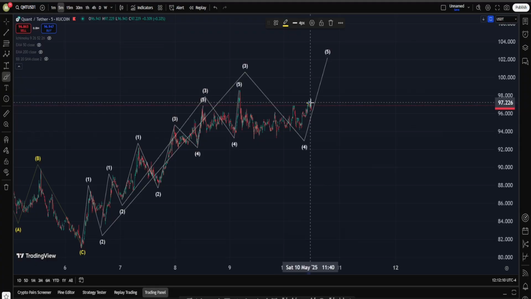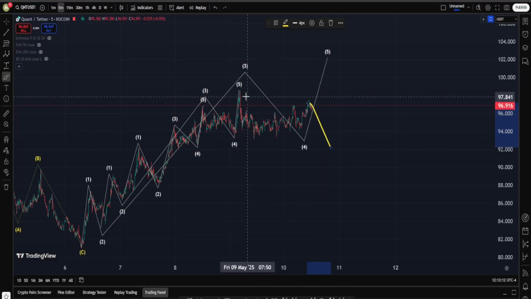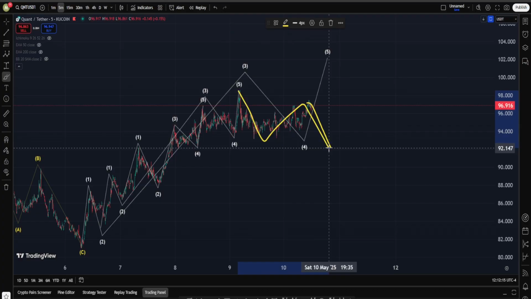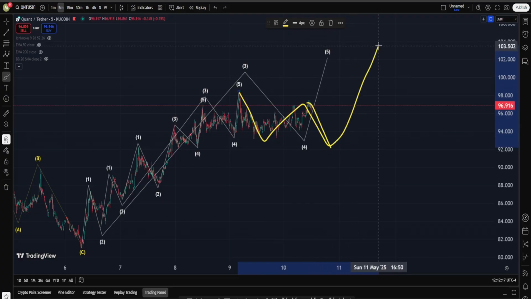Sure, maybe we are going to do something like this. We're going to get a move down in order to complete the sub waves for an ABC flat, but then we should be looking for another move up.